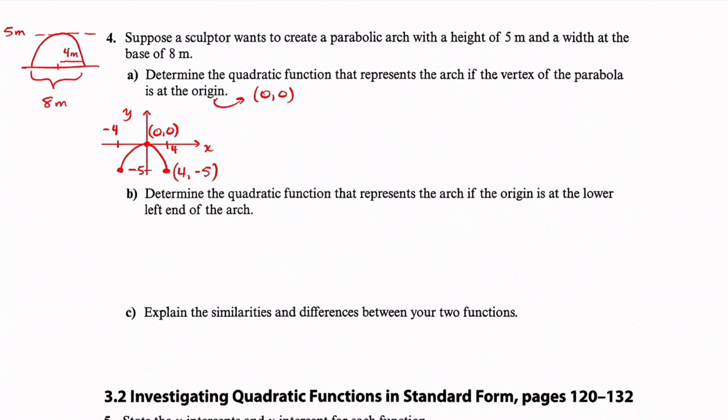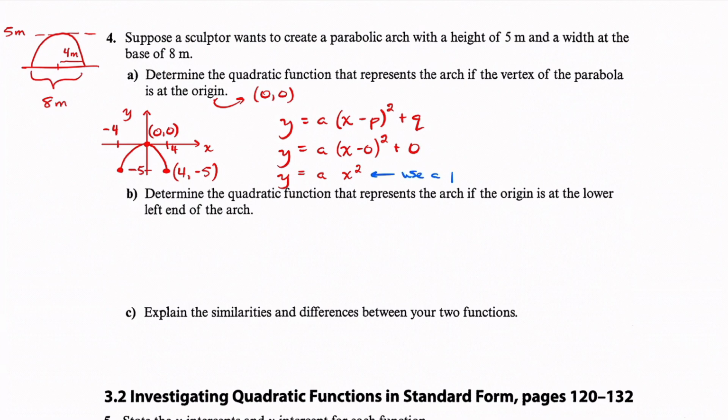Okay, so let's write the quadratic function. I'm going to start with vertex form because the question involved the vertex, so that's going to be easiest. Okay, and then I'm going to plug in the vertex. That was at 0 and 0, so it's going to be x minus 0 squared plus 0. And then I'm going to simplify that. So really simply, we just got y equals a times x squared. But I need to find that a. So to find that a, we need to use a point. And in this case, I'm going to use the point right here for -5.